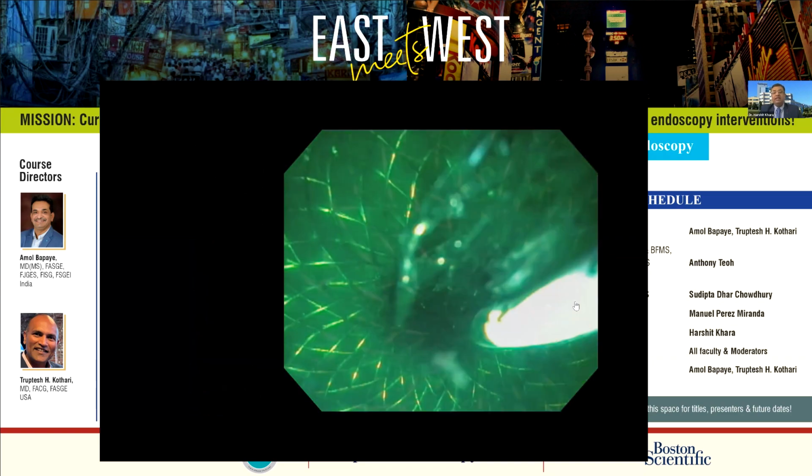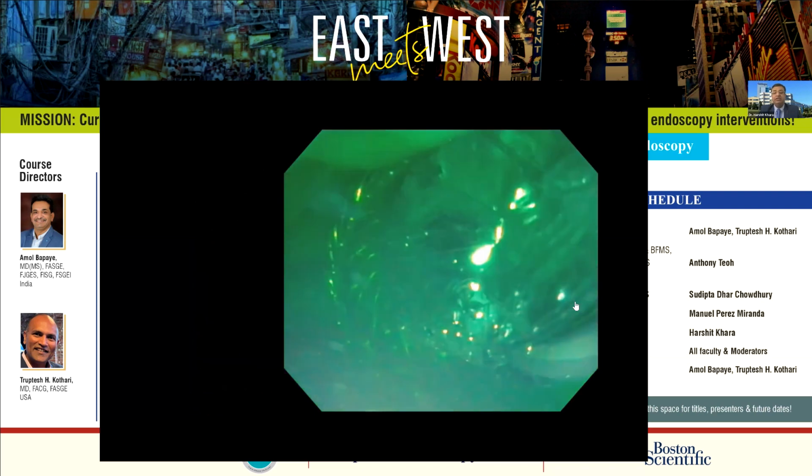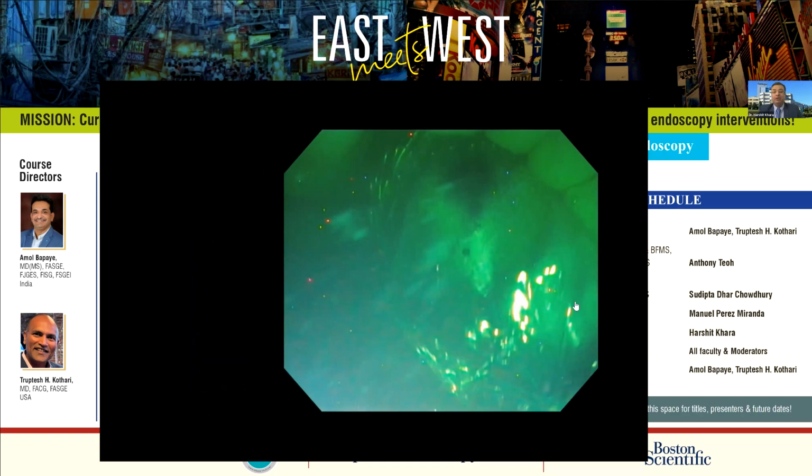The water I stain with blue dye. So this way, when I puncture, I can see the reflux of blue. And as long as it's not stool, you're happy, right? So I want to see blue, not brown.